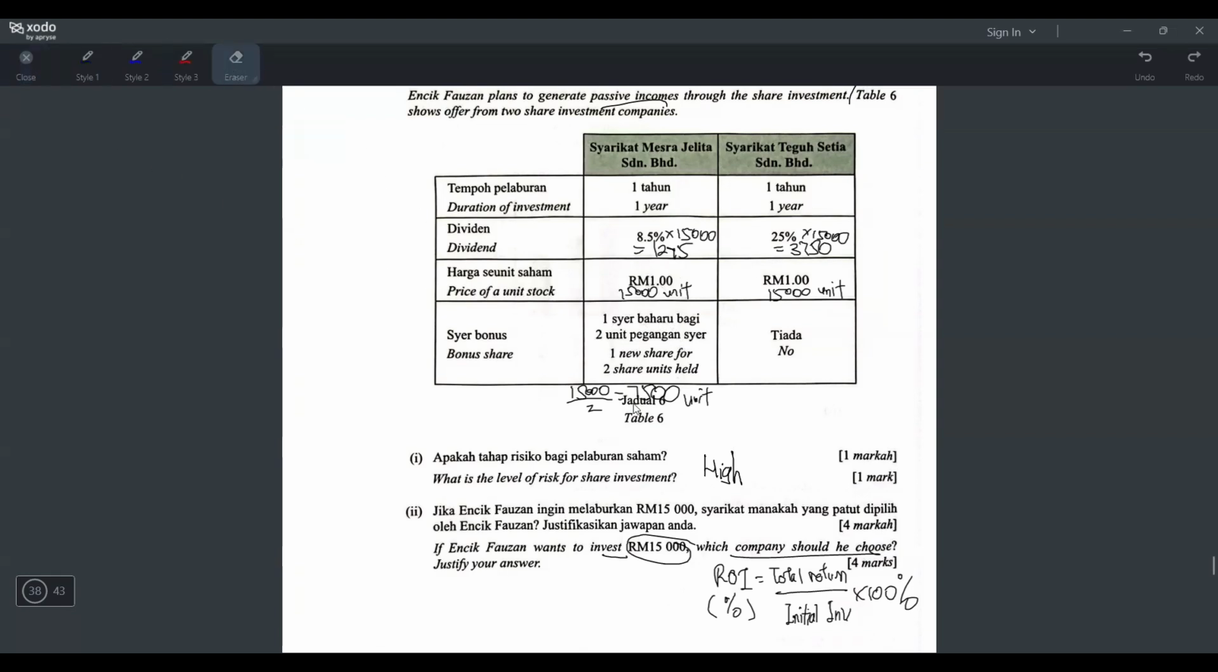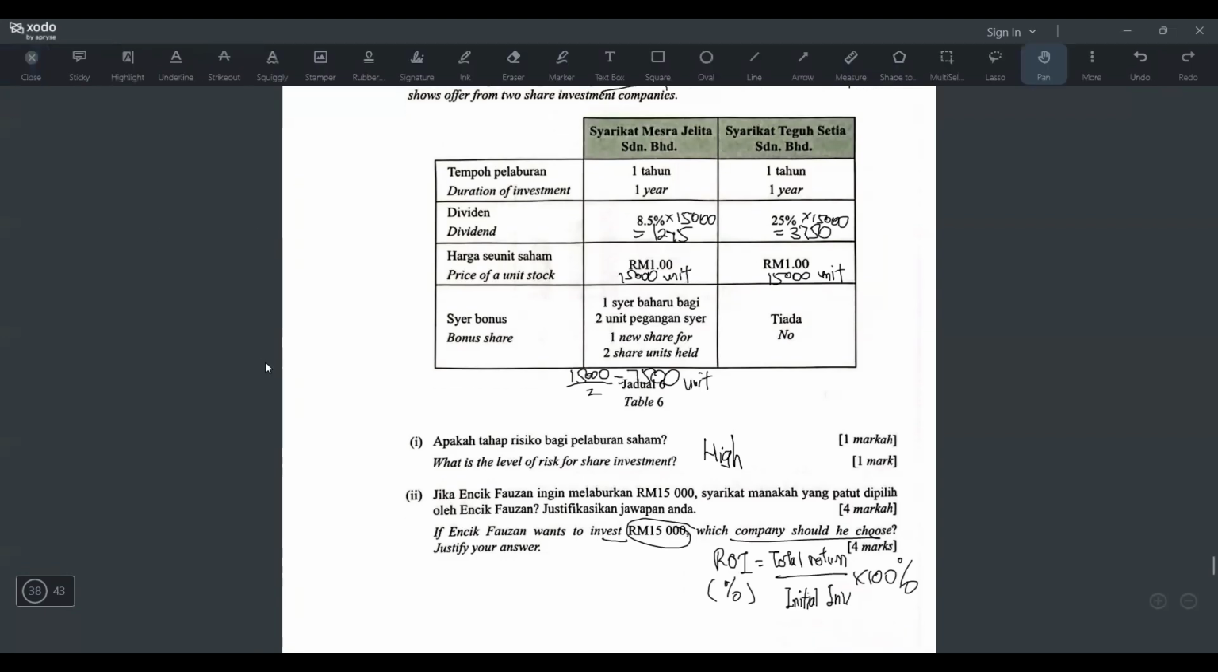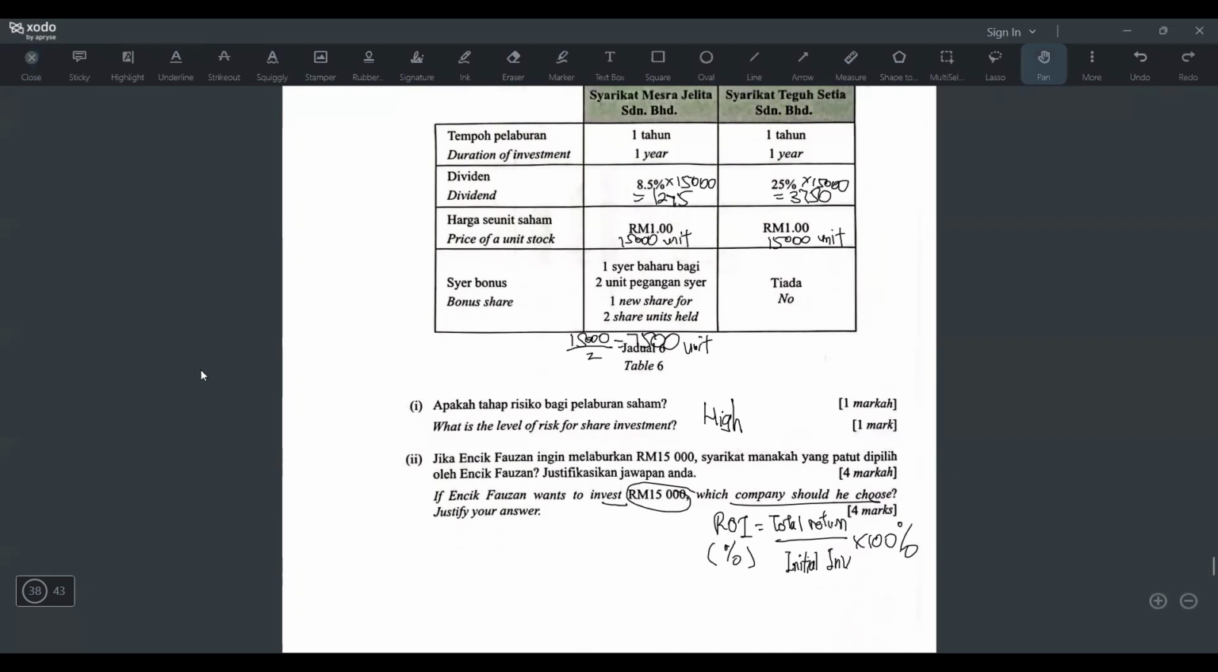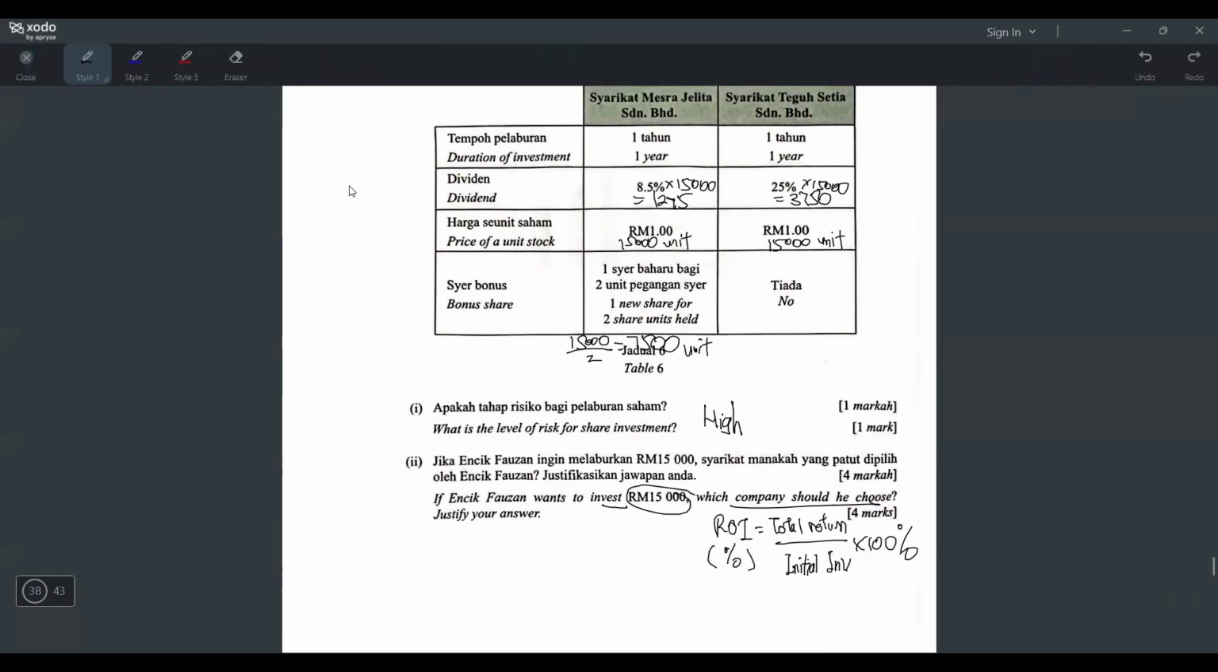All right, so now my job is to find the ROI. The ROI formula is the total return divide initial investment times 100. I already know the initial investment for both companies, it will be 15,000. But we have to find the total return for both companies. I will do it down here, because I don't think there's enough space here. So number 2, let's find for Mesra Jelita. I just write the short form SMJ.